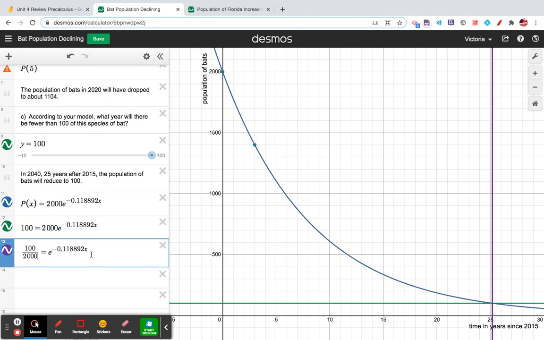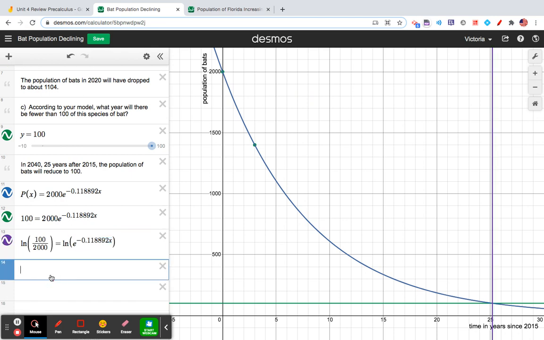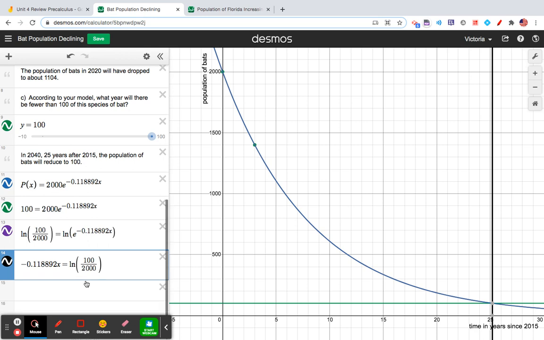Okay, so I've done that. Now to get X by itself, it's up here as an exponent of E. So we're going to take the natural log of both sides, right? Because you know that they are inverses, right? So the natural log of E raised to some exponent is just the exponent. So on the right-hand side, this simplifies to this exponent, which I'm just going to write down here. This left-hand side is a number, and I'm not going to bother simplifying that fraction. That's not necessary, although you certainly could.